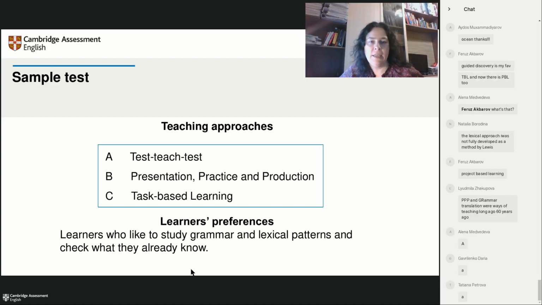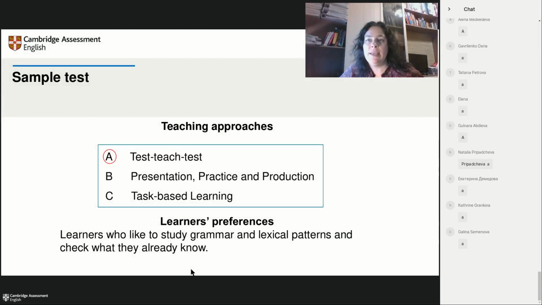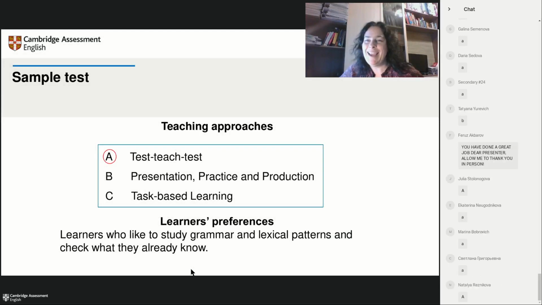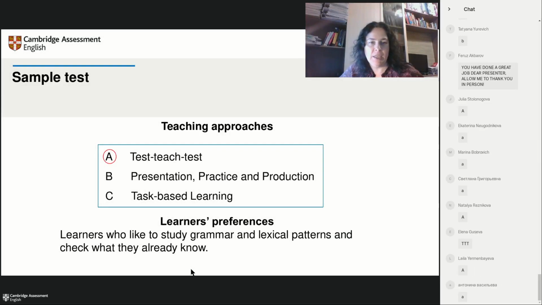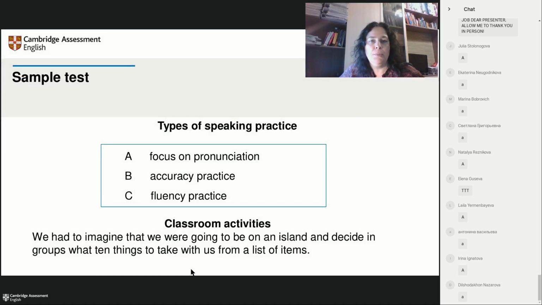Fantastic. Of course, the test-teach-test approach is the most appropriate for those who would like to understand different language patterns better. And they're active learners, and that works well for active learners. So one more test highlighting the differences in speaking, that our focus might shift from accuracy to fluency, and sometimes we just focus on pronunciation.